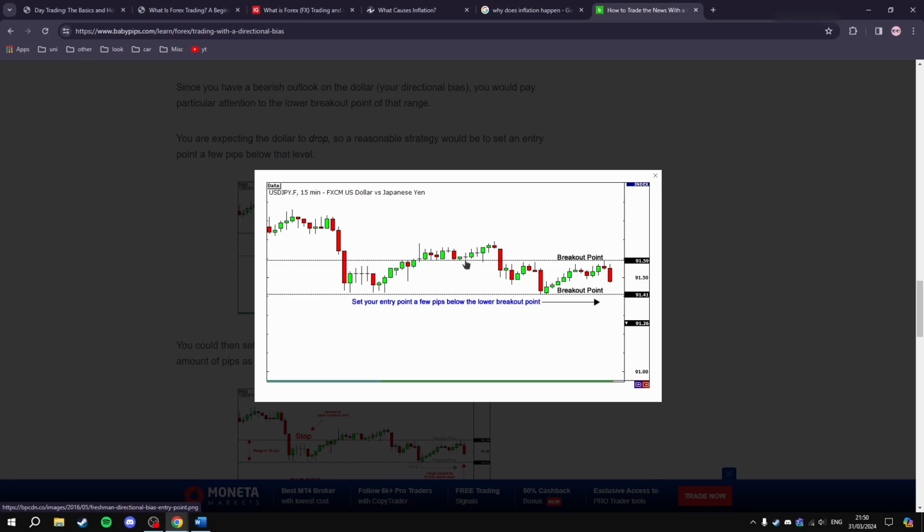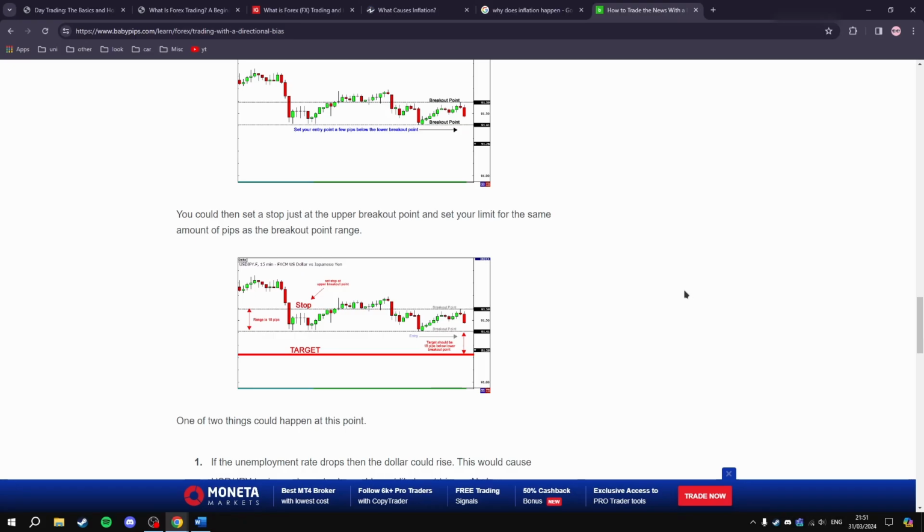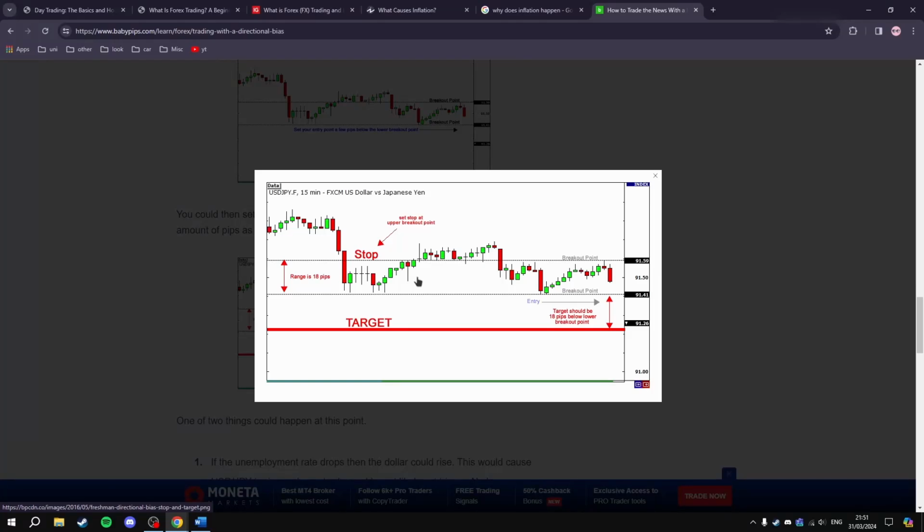So this is the range. Breakout point here, breakout point here, so set your entry point around here. You could then set a stop just at the upper breakout point and set your limit for the same amount of pips as the breakout point range. The range is 18 pips. Target should be 18 pips below the lower breakout point. Your target should be around here.